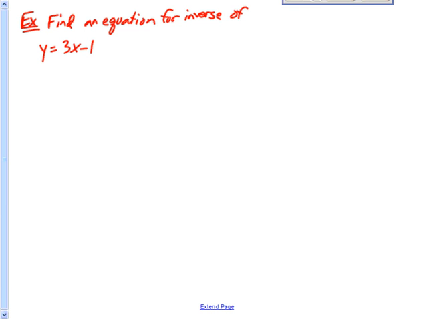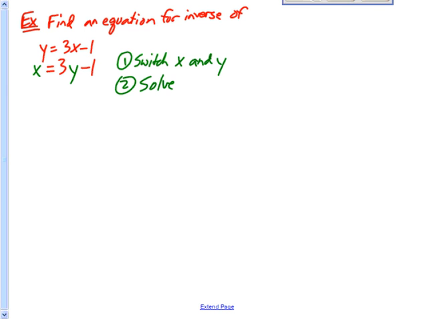So the first step when you're finding an inverse is step one, switch x and y. Let me make the y an x and the x a y, and everything else is the same. Now step two is I want to solve for that new y. See the 3y right there, I'm solving for that y.